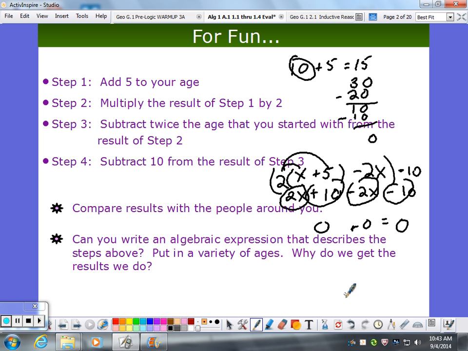So does it matter what age you start with? No. So this is kind of the beauty of the algebraic expression. It lets us have a general rule, and we can see what's happening now. It was hard to see that before, except for you could see it. But for most of us, that's a little bit hard to see why it worked that way.